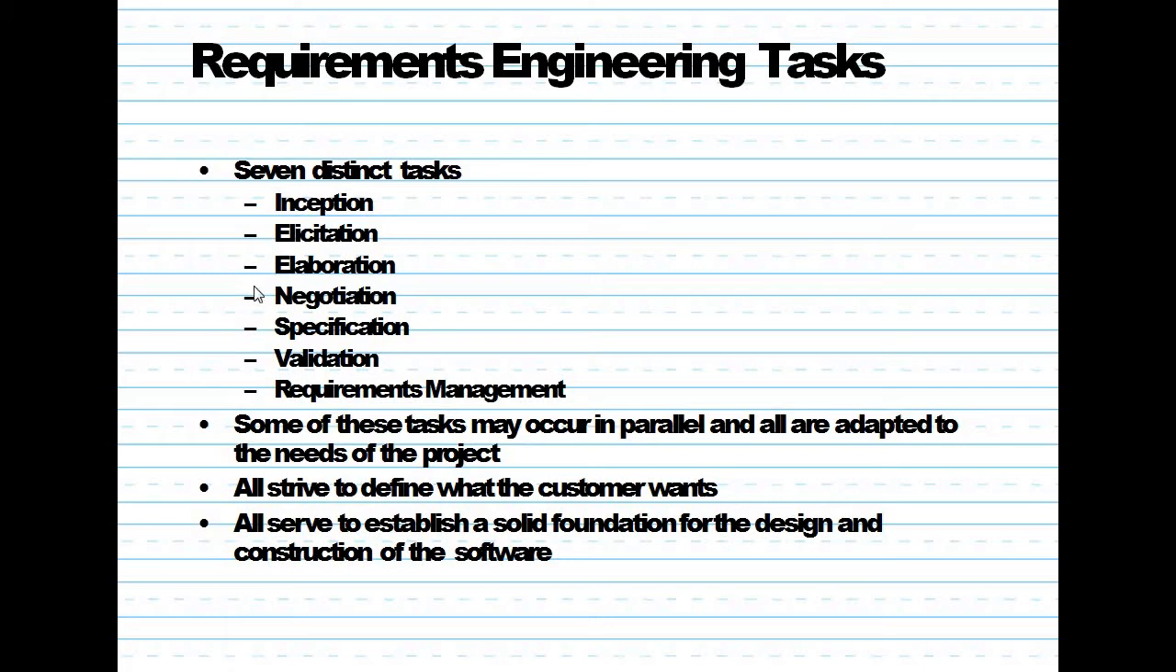So we will learn about all seven tasks related to the requirement and specification. Some of the tasks may occur in parallel, and all are adapted to the needs of the project. All strive to define what the customer wants. All serve to establish a solid foundation for the design and construction of the software.